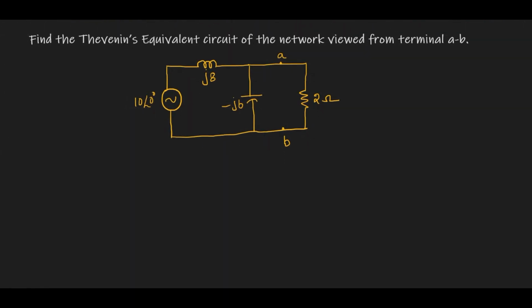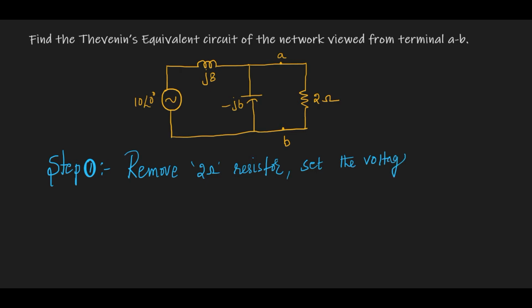Now we are going to take the problem: find the Thevenin equivalent circuit of the network viewed from the terminal AB. For that, step 1: remove the 2 ohm resistor, and set the voltage source to 0, that is, short circuit the voltage source. After short circuiting the voltage source, we must redraw the circuit to calculate the ZTH. That is the step 1 we need to do.